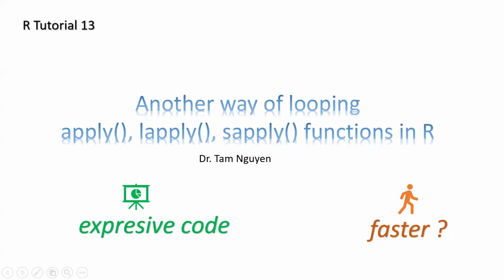Hi everyone, today we will learn another way of looping in R using apply, lapply, and sapply functions. With these functions, our code will look easier to understand and shorter, and we can avoid making mistakes by using a traditional loop, for example a for loop. The code can also run a bit faster than traditional looping in R.